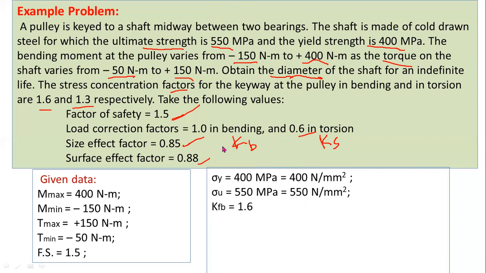And here stress concentration factors are given. The stress concentration factors for the keyway at the pulley in bending and in torsion are given. In bending, fatigue stress concentration factor for bending loads equal to 1.6. 1.3 is the fatigue stress concentration factor for shear. KF means fatigue stress concentration factor; KFB is the stress concentration factor for bending.